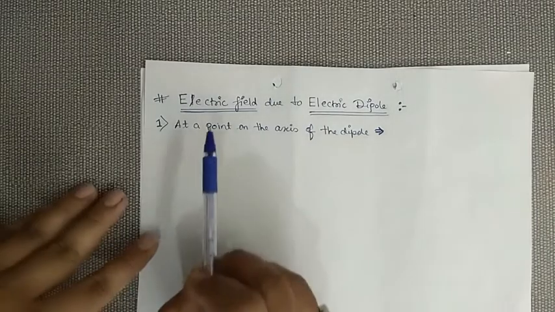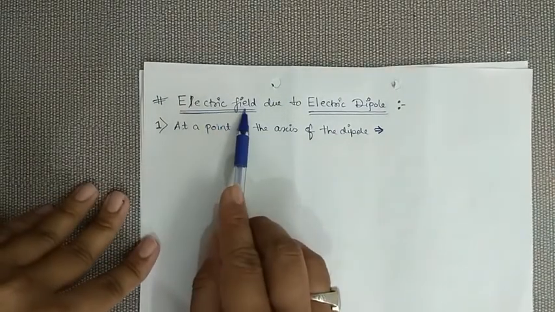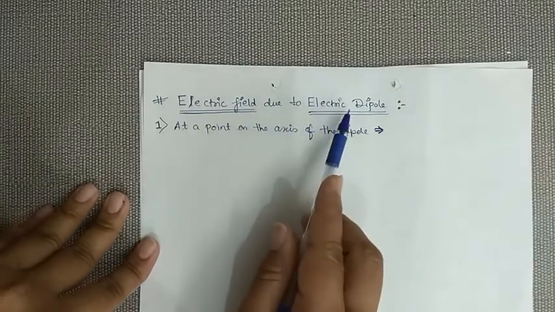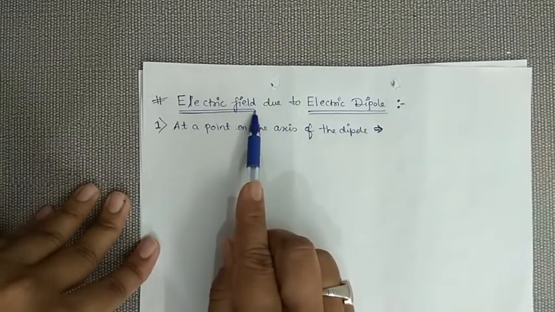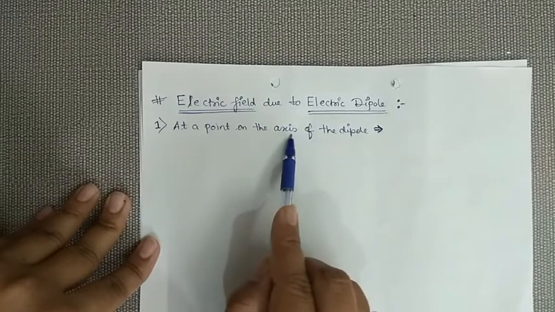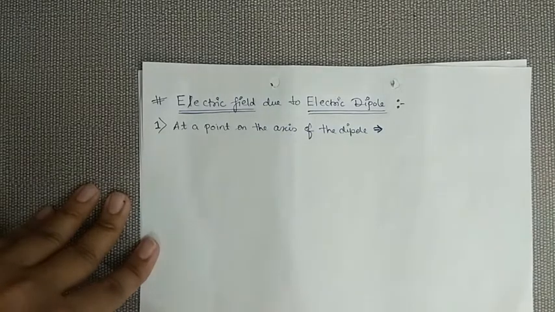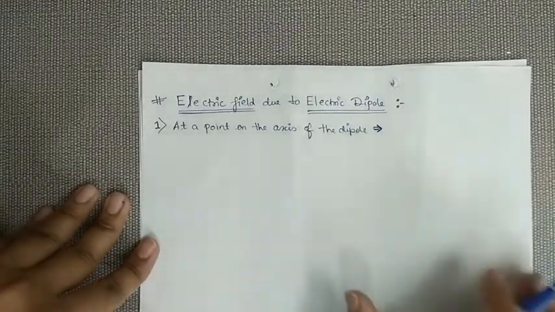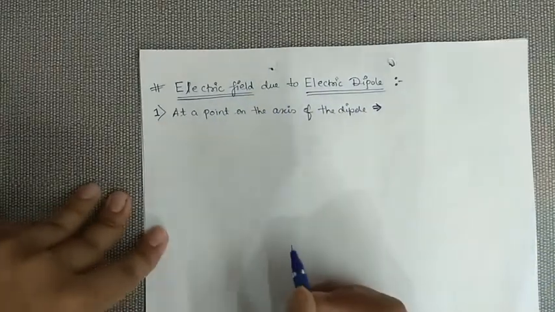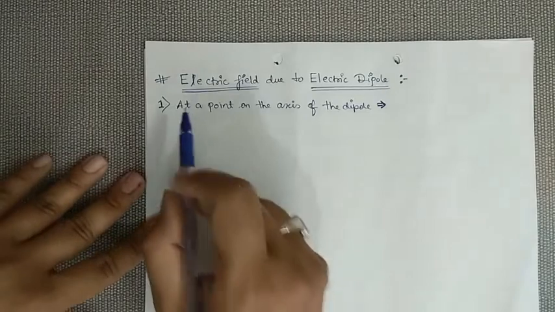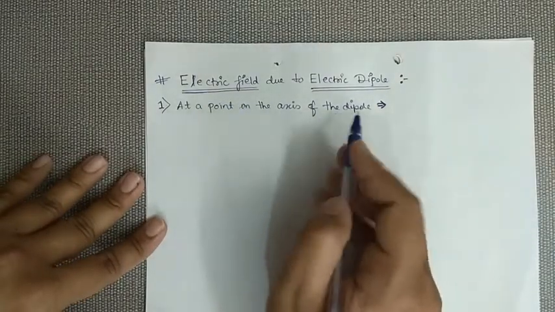So our next topic is electric field due to electric dipole. As I have told, we have to find the electric field on the axis of the dipole and on the equatorial line of the dipole. So these two topics will be coming in this topic only, electric field due to electric dipole. So first one is electric field on the axis of dipole.